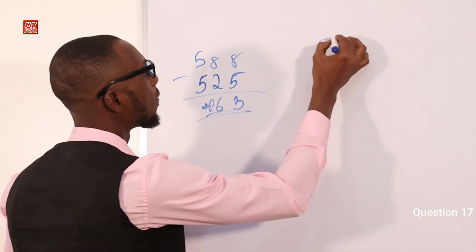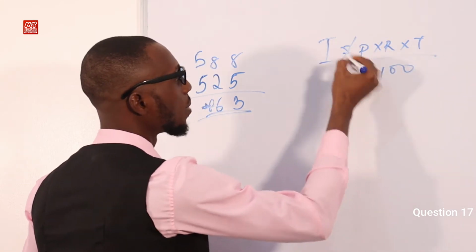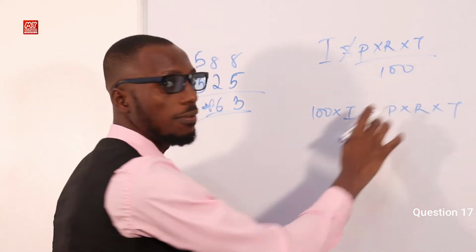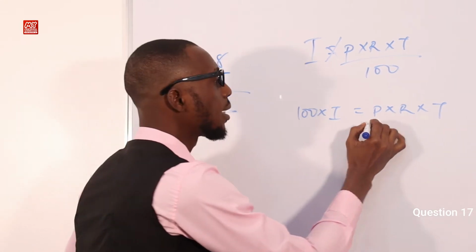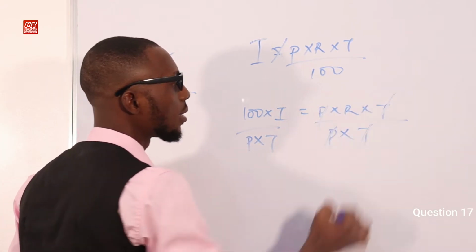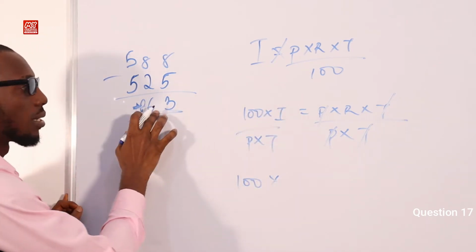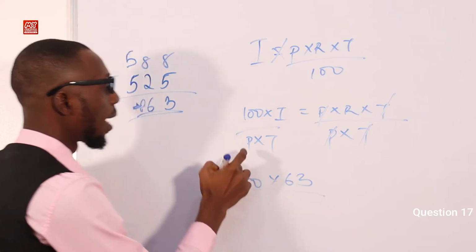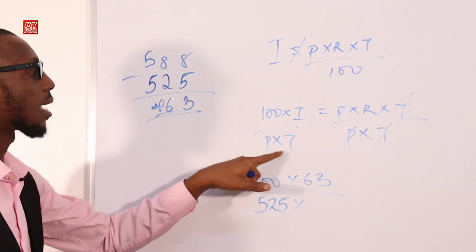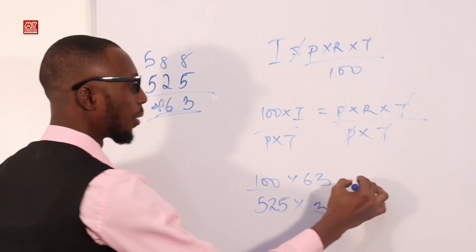So we have simple interest equals P times R times T over 100. When we cross multiply, we have 100 times I equals P times R times T. We are asked to look for R. So what do we do? Divide both sides by P times T. P strikes out P, T strikes out T. So what we have left is 100 times the simple interest, which is 63, over the principal, which is 525, then multiplies the time. From the question we are told 3 years, equals R.